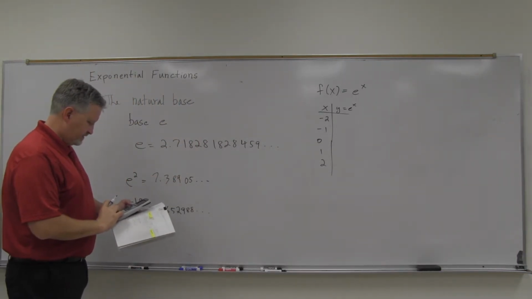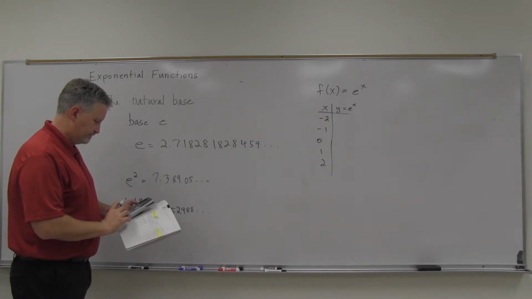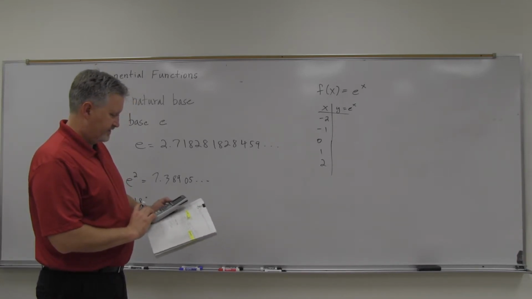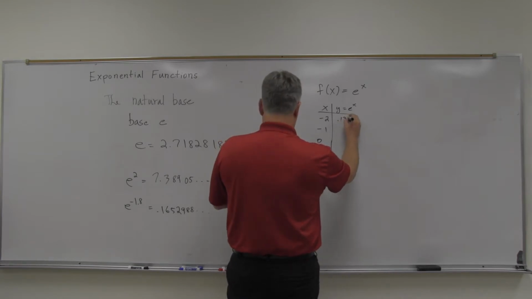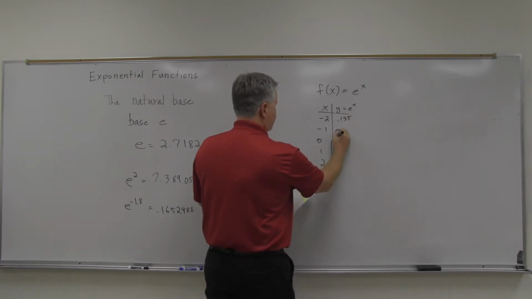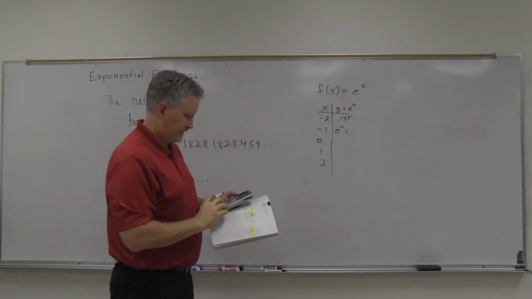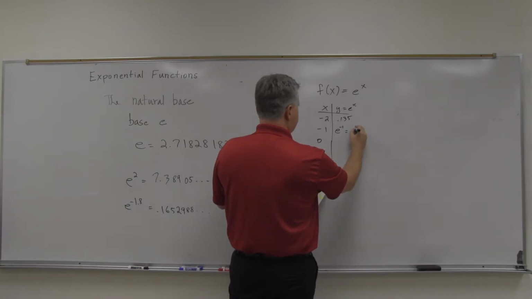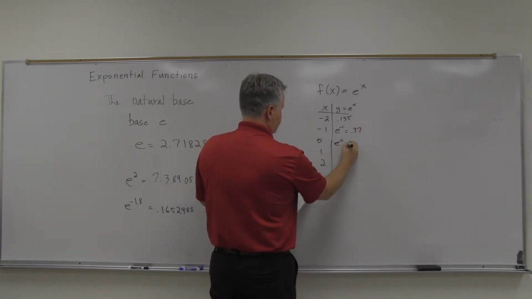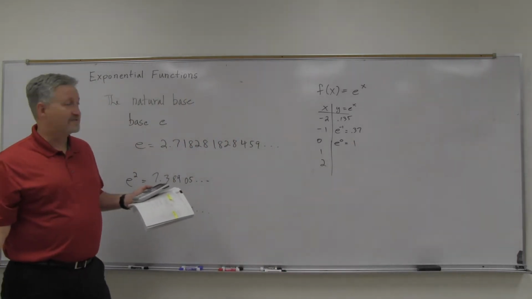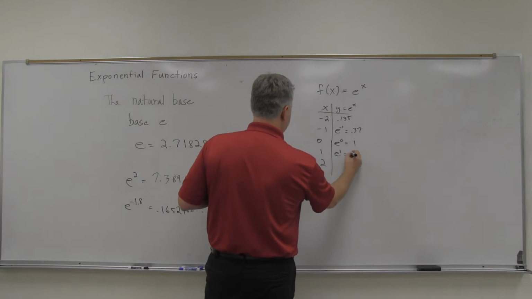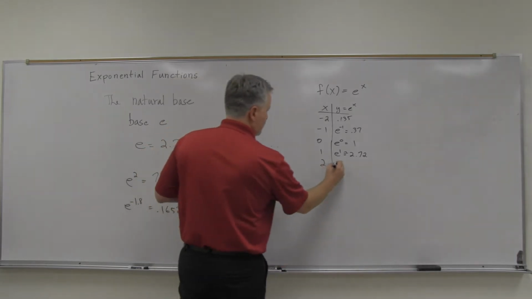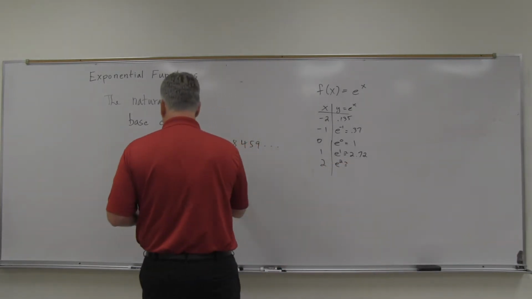See, I didn't do e to the negative 2 yet. E to the negative 2 gives me 0.135, e to the negative 1 gives me 0.37. Of course, e to the 0 power is 1. E to the 1, well, e is 2.718, so it's about 2.72. And then e squared, well, we just did that one, it's about 7.4.